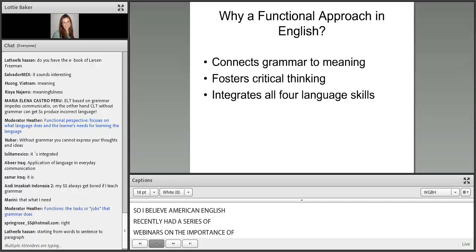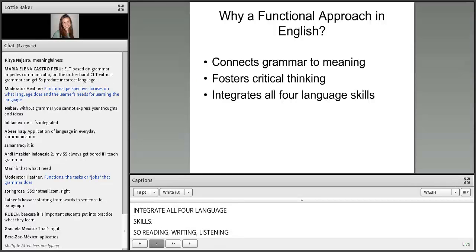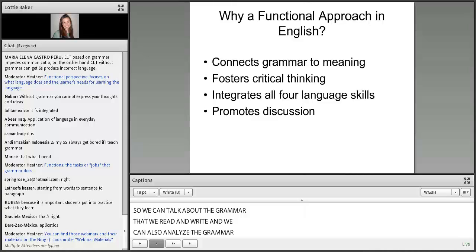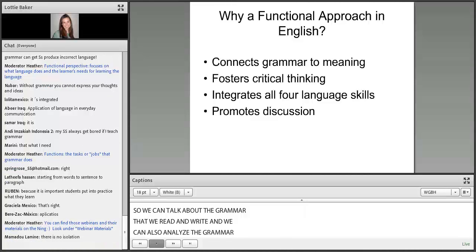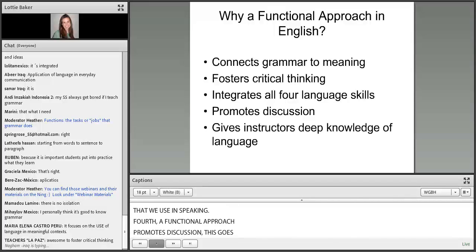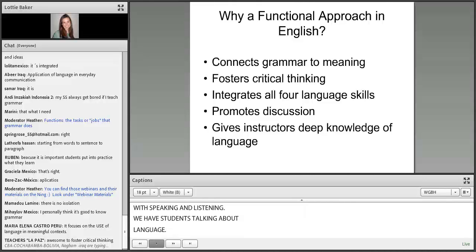Third, a functional approach can integrate all 4 language skills. So reading, writing, listening, and speaking. So we can talk about the grammar that we read and write, and we can also analyze the grammar that we use in speaking. Fourth, a functional approach promotes discussion, and this goes along with using speaking and listening because we have students talking about language. And lastly, it's a great way for us as instructors to understand language at a deep level.